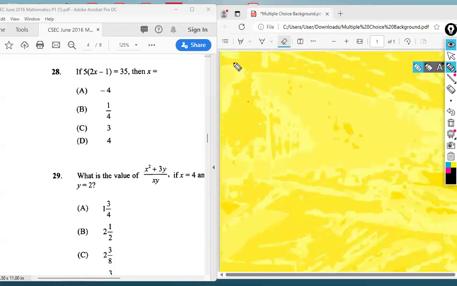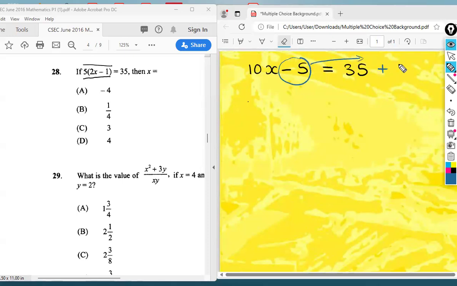Let's expand the brackets and solve for x. So we can expand the brackets here. Everyone gets multiplied by 5. So you get 10x minus 5, like 5 by 2 is 10 and 5 by 1 is 5. You just put it equal to 35. Solve for x. Throw across -5, you get +5. 10x is equal to 40. Oh, we can do this in our heads by now. Divide 40 by 10, you're going to get 4. The answer is D.